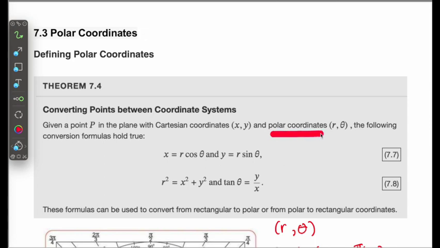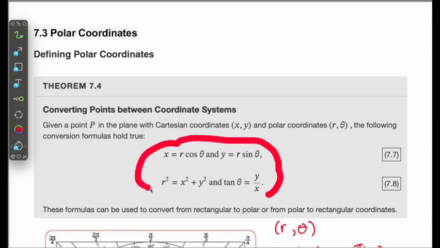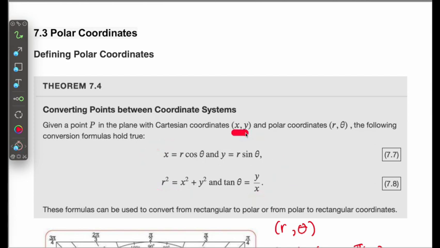Now we're going to talk about polar coordinates, where we're going to have two values that are matched together to find a point on the grid, but these two values are going to mean different things. This R represents what's called the radial coordinate, and this value right here is called the angular coordinate. And these identities listed here are what we'll use to be able to go back and forth between XY ordered pairs and polar ordered pairs.